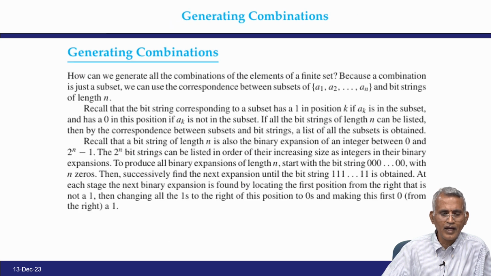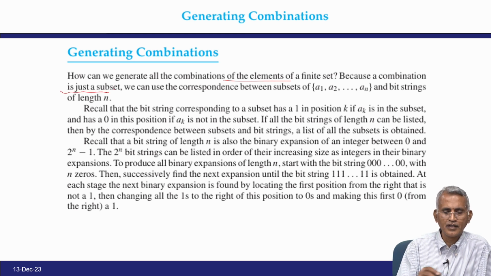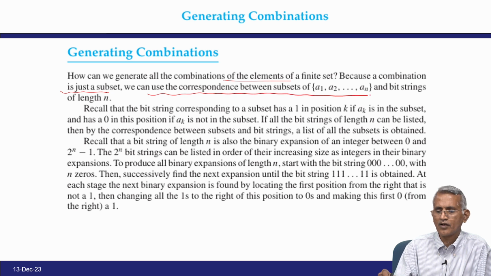Now, we have a detailed idea about generating combinations. How can we generate all the combinations of the elements of a finite set? Because a combination is just a subset, we can use the correspondence between the subsets of {a1, a2, and so on, an} and bit strings of length n. Recall that the bit string corresponding to a subset has a 1 in position k if ak is in the subset, and has a 0 in this position if ak is not in the subset.